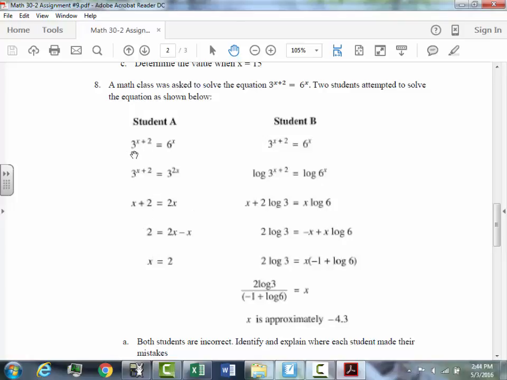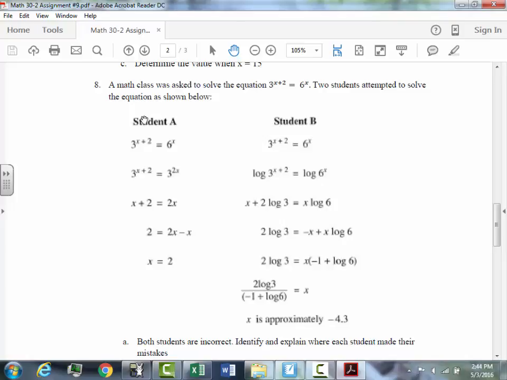Look, here they did 3 to the x plus 2 equals 6 to the x. And they tried to turn 6 to the x into 3 to the 2x. Why is that wrong? Yeah, 3 to the 2 is actually 9, not 6. Does 6 have groupings of 3 in it? Yeah. Well, okay, you gotta change your brain though. Like, it's not 3 times 2. It needs to be like 3 times 3 times 3 times 3, right?